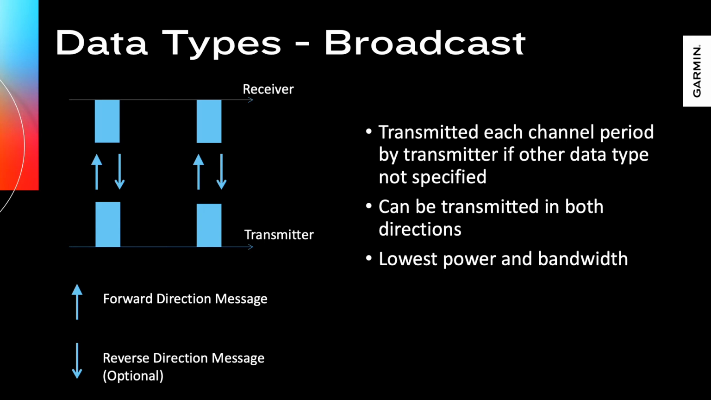Broadcast data is the most basic data type and is transmitted by default if no other data type is specified. The broadcast data type uses the least amount of RF bandwidth and system power. The downside is that the node where the data was transmitted from will not be aware of any dropped packets. This makes broadcast data the preferred choice if occasional data loss is acceptable. For example, a sensor that transmits outdoor temperature.